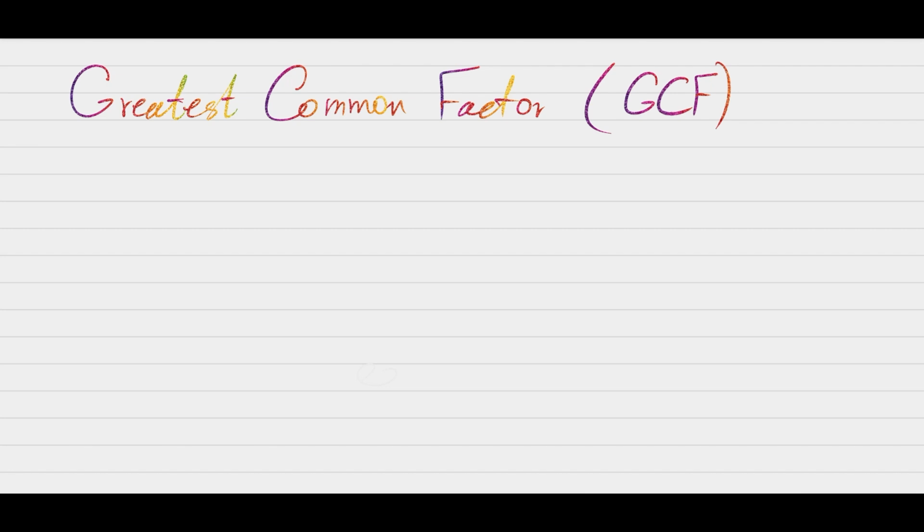Greatest common factor. In this video, we're talking about how to find the greatest common factor of a few monomials. And we've been given three examples. In the first example, we've been asked to find the greatest common factor of our three monomials, 5, 10, and 20.